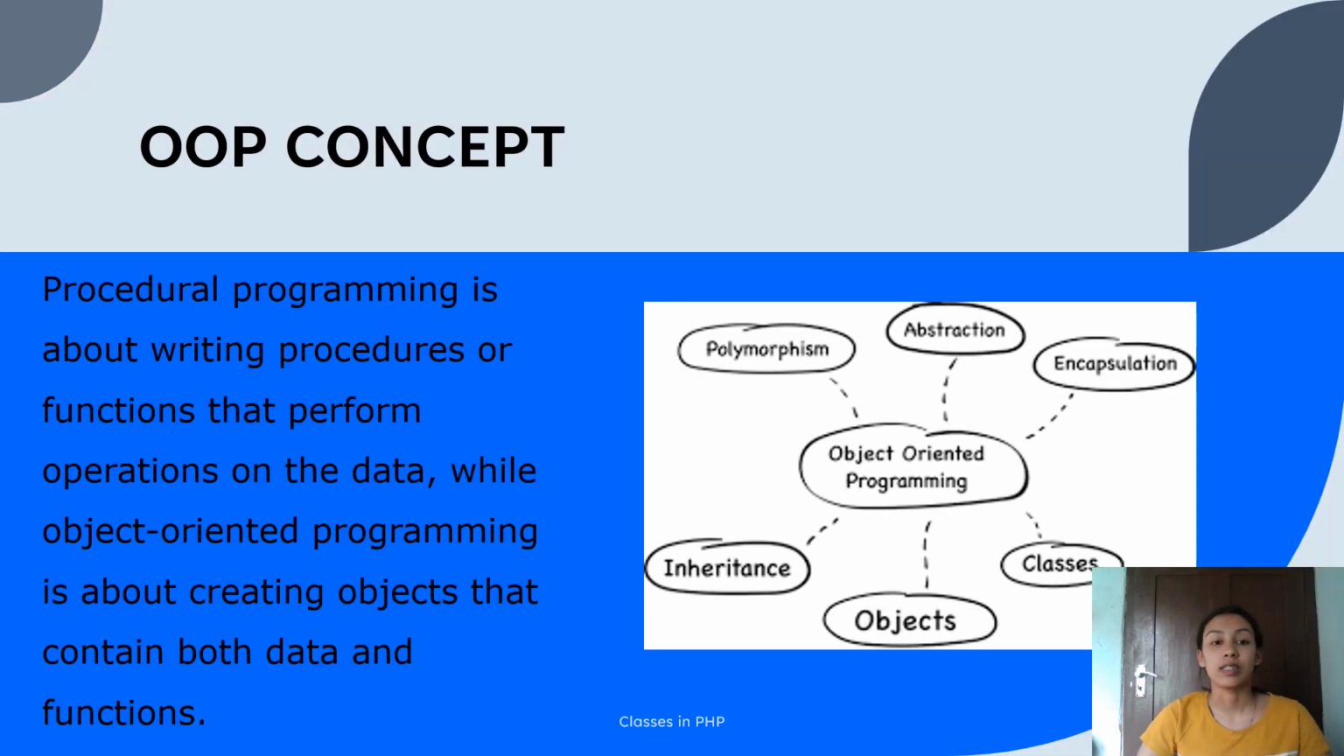So what is OOP concept? What is the difference between procedure programming and object-oriented programming? In procedure programming, we are using functions or procedures to perform operations on data, while in object-oriented programming, we are creating objects. So how we can implement those object-oriented programming properties in PHP? We can implement using polymorphism, abstraction, encapsulation, classes, inheritance, and objects.